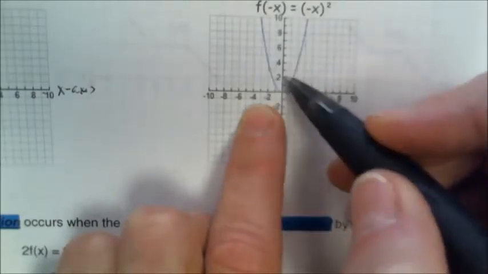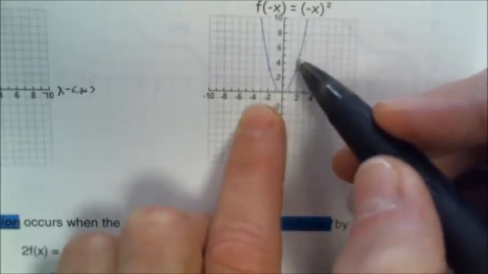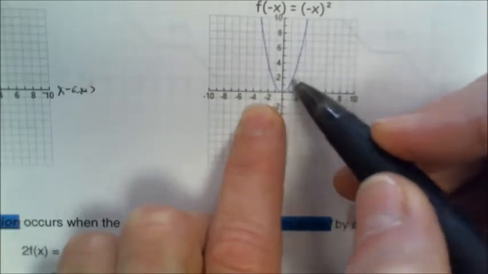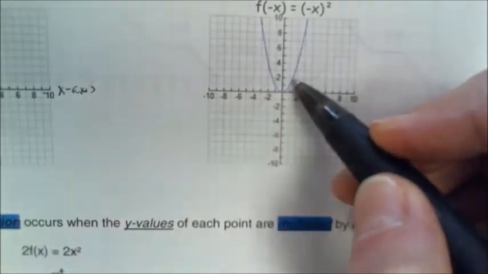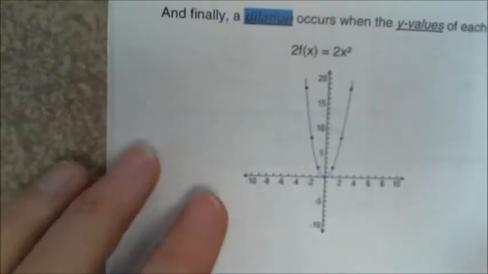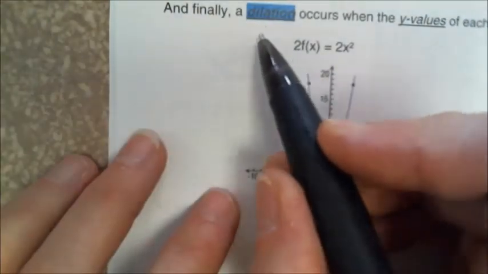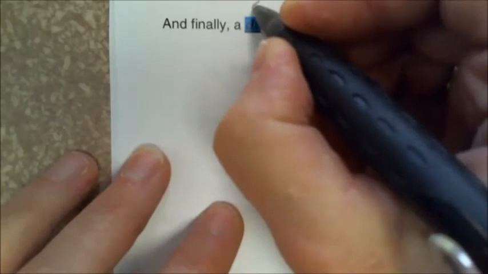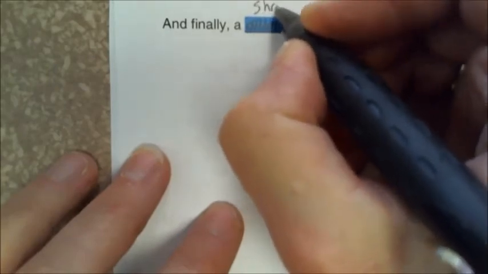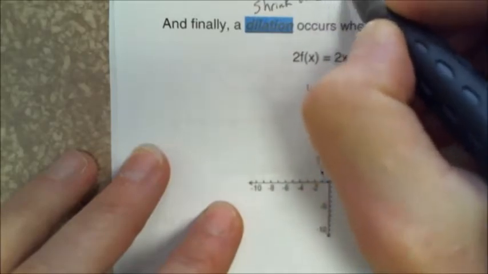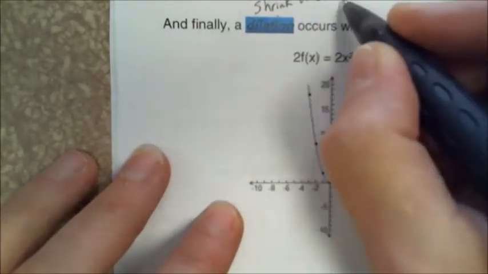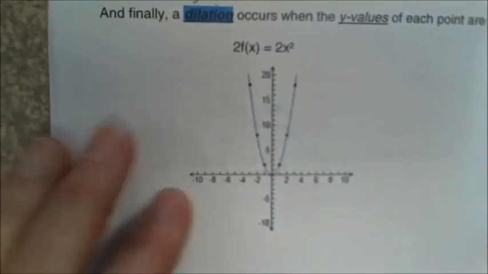So the original x squared graph is the same thing as reflected in the y-axis. You just can't see the difference because it's the exact same thing. And then finally, the last transformation that we'll talk about is a dilation. A dilation means something has been shrunk. So if you shrink something, or you stretch something, make it smaller or bigger, you're making a dilation.